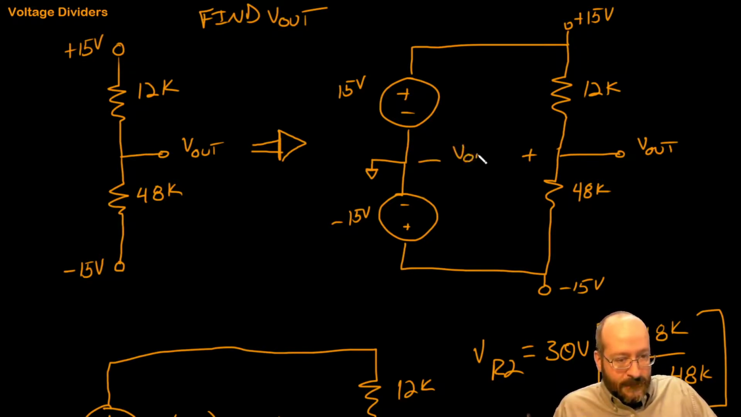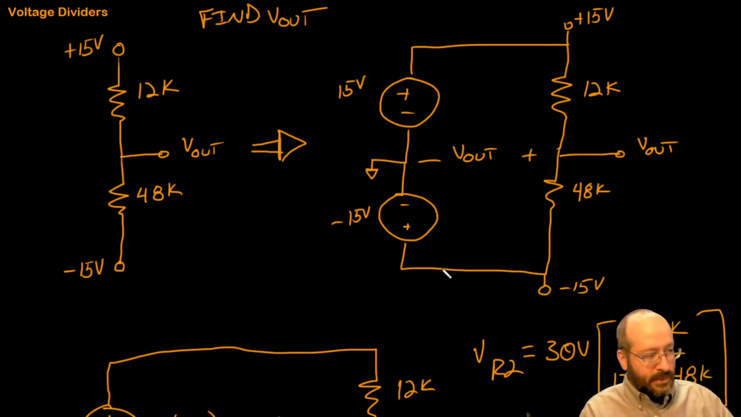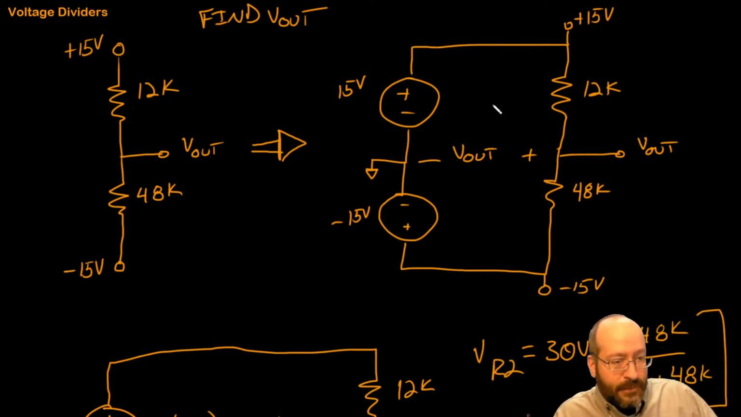V out is measured here. That's where I would stick the red probe. I'd stick my red probe on that plus sign, on the node that has the plus sign. I'd stick my black probe as my reference on the node that has the negative sign, which happens to be ground in this case, and that would give me V out. That's all fine and good, but what we figured out is that we have 24 volts here.